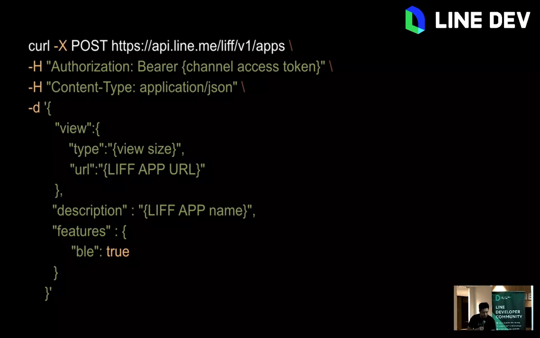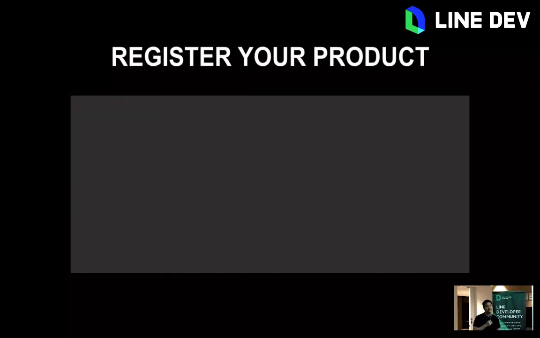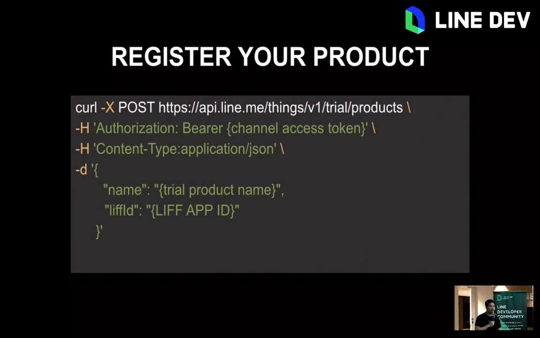Right, upon success, you'll be provided with a LIFF app, which you can then use to register your product. Here, you will be able to provide a name for your product. This name chosen here will be shown on the device link screen. So do make sure you use a name that you recognize, not like headphones. And also use the LIFF app ID that you have been provided with from the previous step.